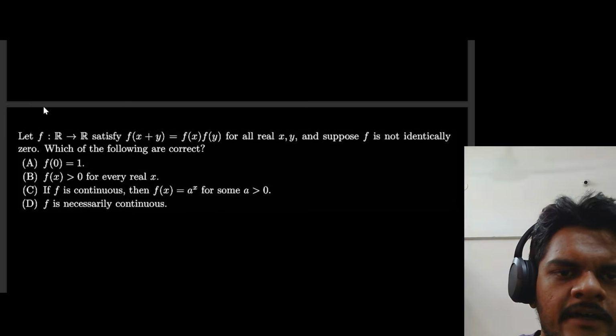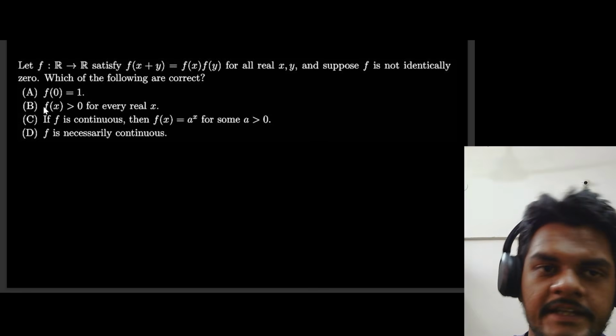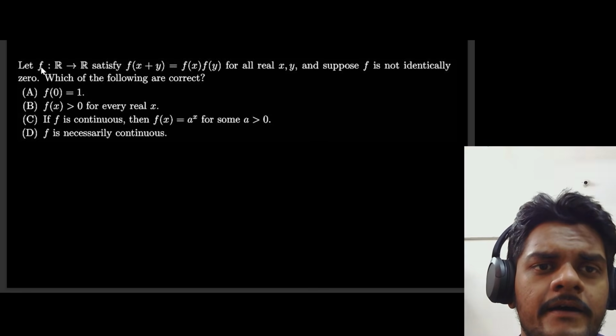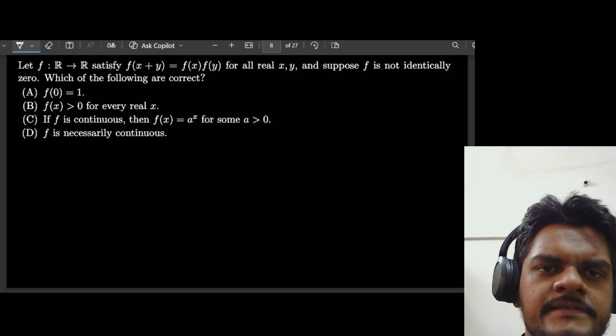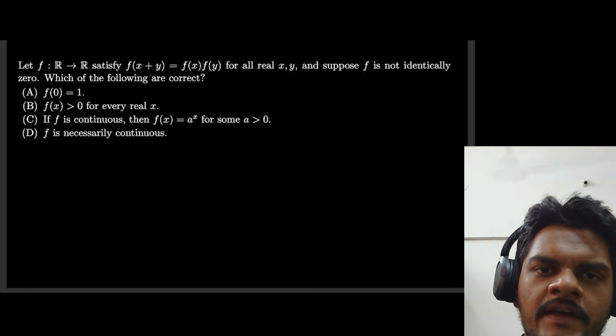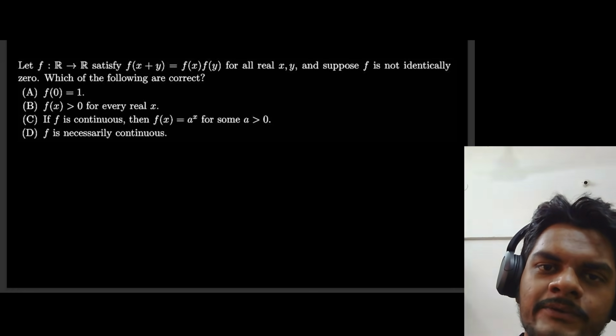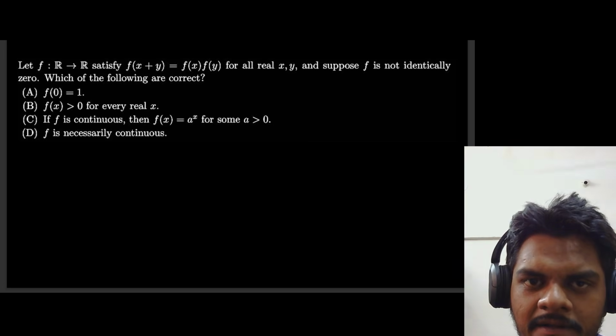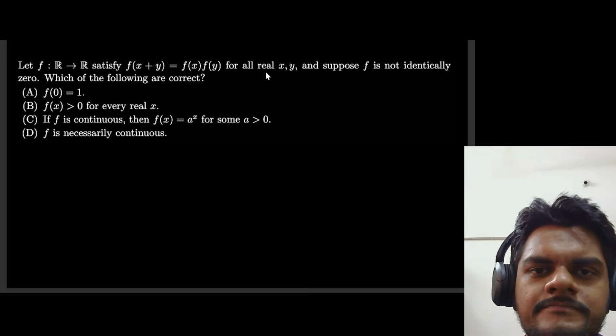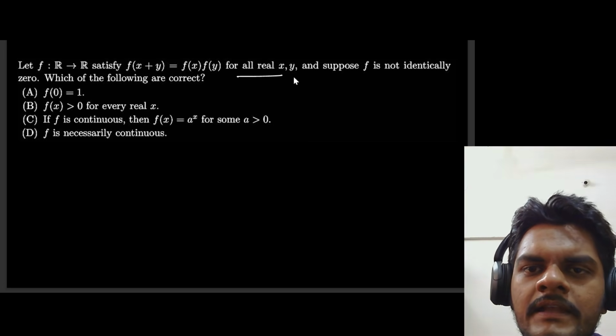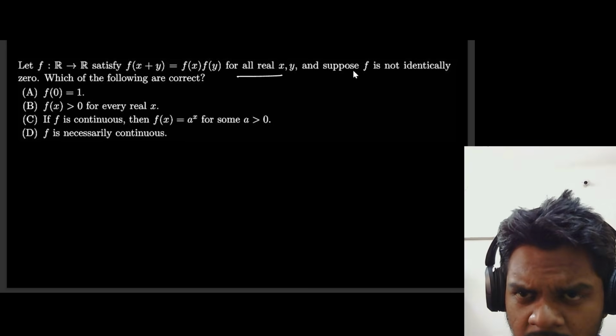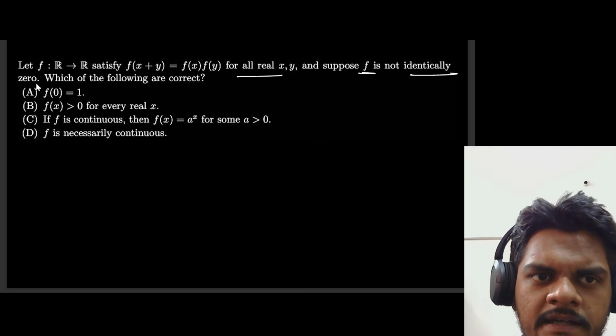Next, as our tradition goes, this is a multi-correct question. f from R to R satisfies f of x plus y is equal to f of x into f of y, for all real x and y. And suppose f is not identically 0, which of the following are correct?